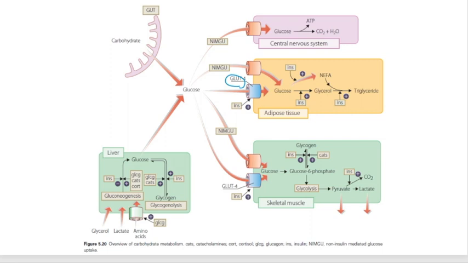Translocation of GLUT4 on the cell surface is associated with a 10 to 21-fold increase of glucose diffusion into the cell. And that particularly happens with the liver, adipose cells, skeletal, and cardiac muscle. The only one that's not listed here is cardiac muscle, but it would be skeletal muscle and cardiac muscle.